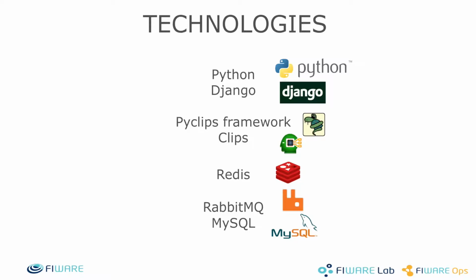First of all, the technologies that the policy manager uses are Python. All code is written in Python and it works under the Django framework. The core of the rule engine part is Clips, and the framework to connect Python with Clips is PyClips. It also uses Redis as cache database and RabbitMQ for message forwarding as facts. Finally, MySQL as database to store rules, servers, and subscriptions.